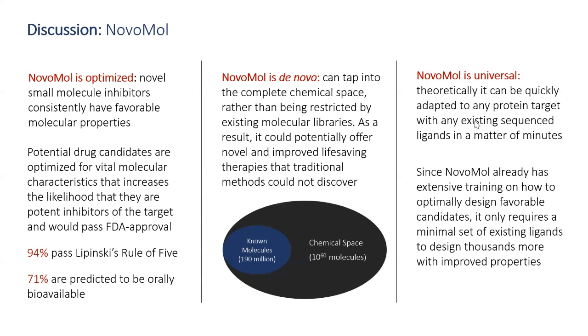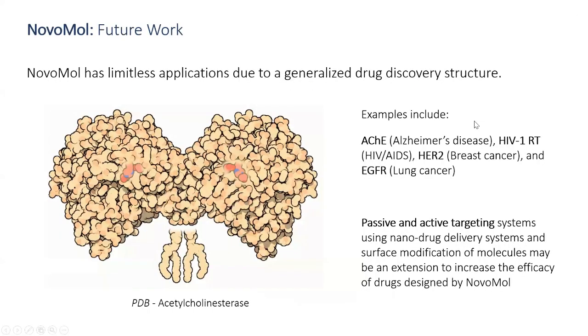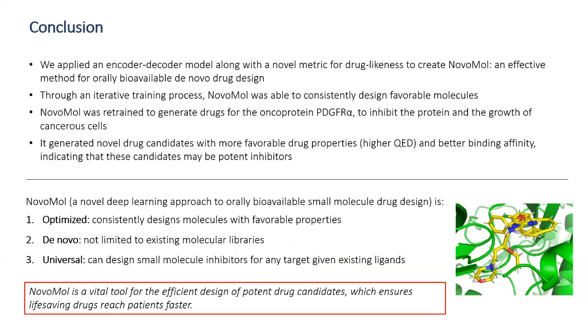And to carry on from this, in the future, NovoMol has truly limitless applications due to this generalized drug discovery structure. And some of the applications that I've already been looking at include Alzheimer's disease, HIV and AIDS, and other types of cancer. We identified that NovoMol is an optimized de novo tool for drug discovery that has truly universal applications. As a result, NovoMol is a vital tool for the efficient design of potent drug candidates, which ensures that life-saving drugs can reach patients faster.